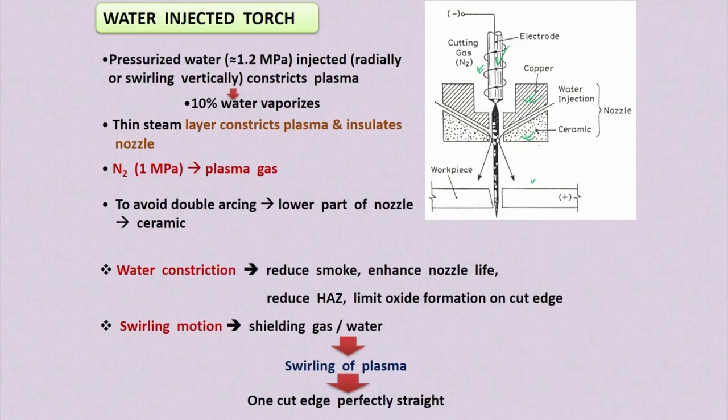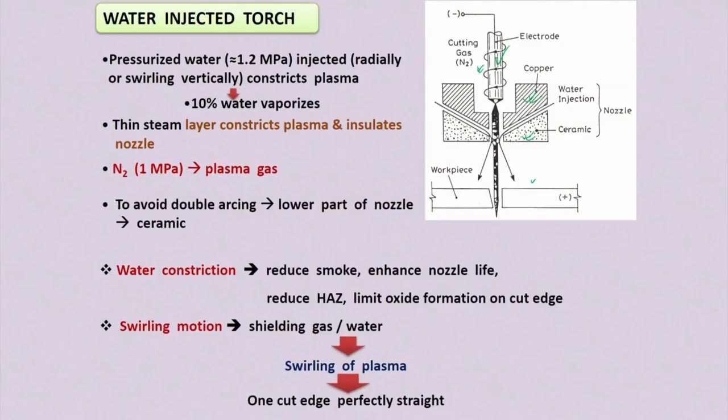Water is injected in between this nozzle and the ceramic material, coming from the side wall. As this water touches the plasma gas, immediately a small portion, 10% in volume, vaporizes. Because of this vaporizing of the water, it makes a shielding environment surrounding the plasma gas. Also it insulates the nozzle.